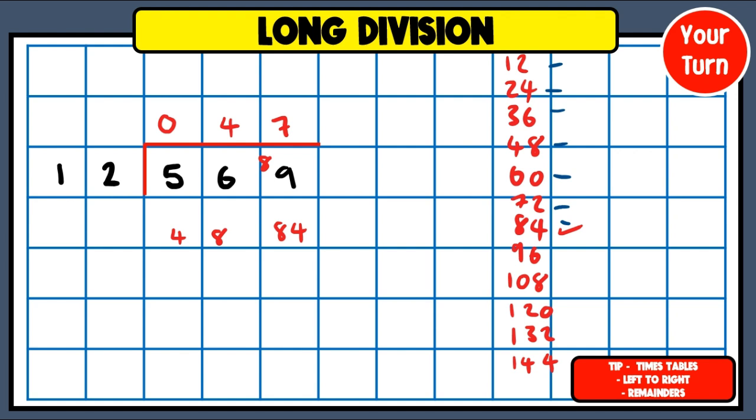Okay, so I've got 47. Let's find out what the remainder is. 84 add what is 89? 84 add 5 is 89. So I've got a remainder of 5. Okay, how many times does 12 go into 569? The answer is 47, remainder 5.